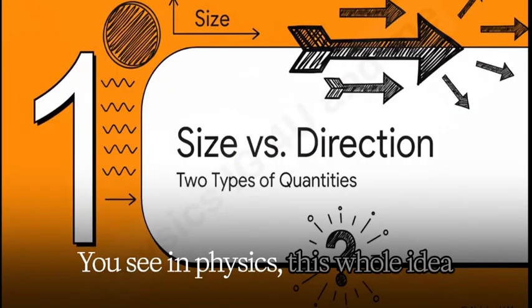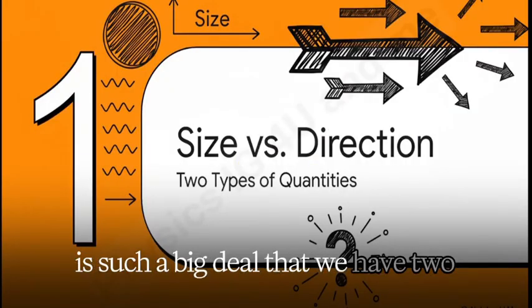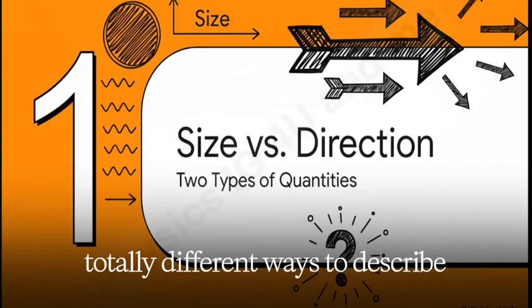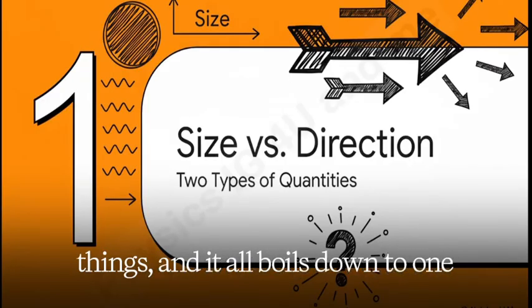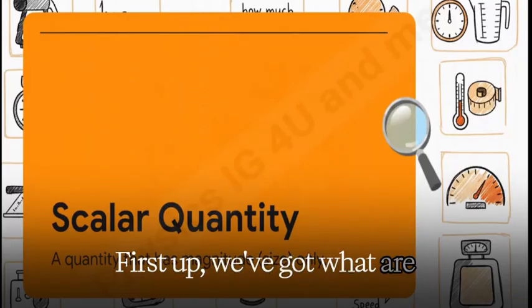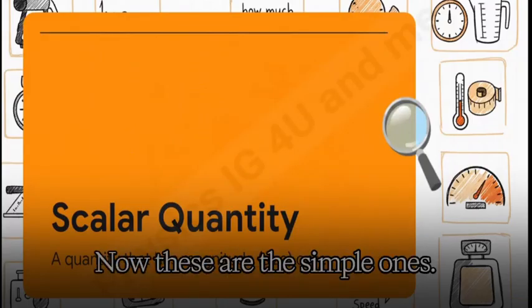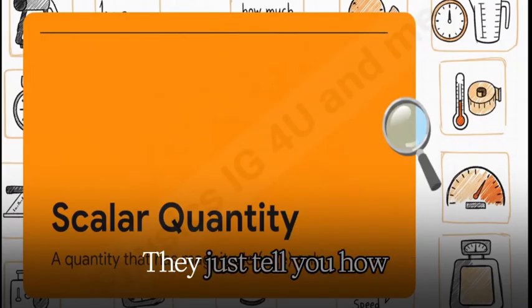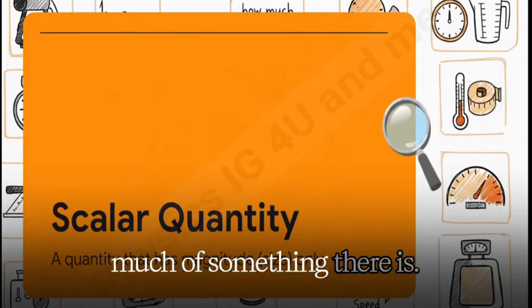You see, in physics, this whole idea is such a big deal that we have two totally different ways to describe things. And it all boils down to one simple question. Does direction matter? First up, we've got what are called scalar quantities. Now, these are the simple ones. They just tell you how much of something there is.